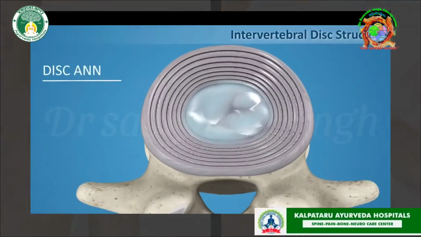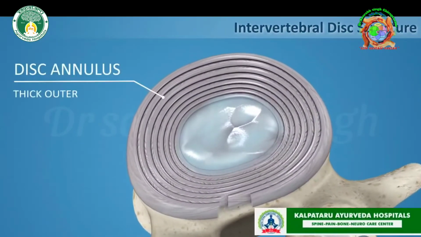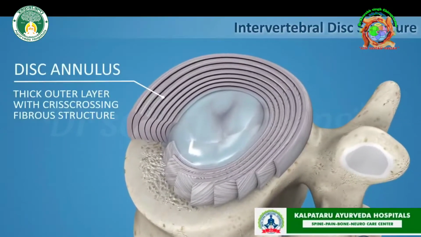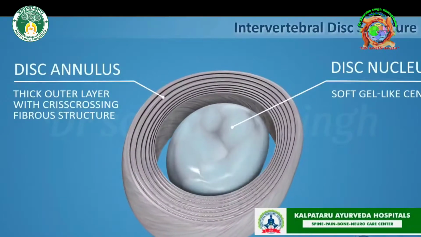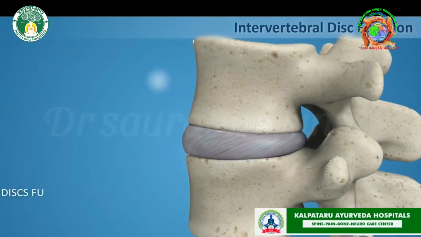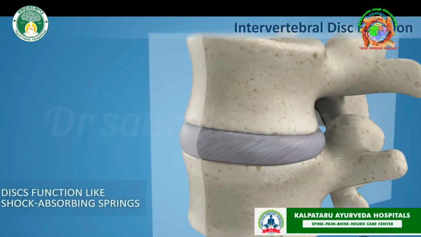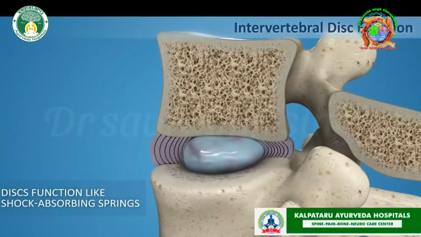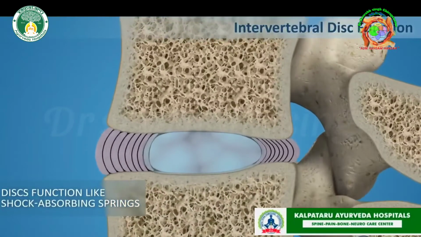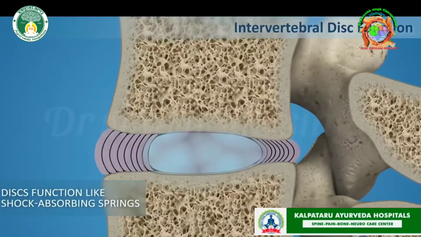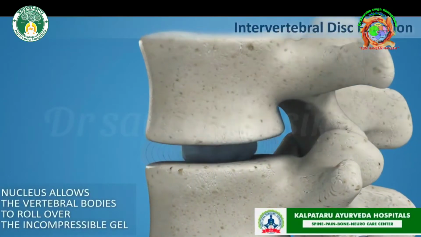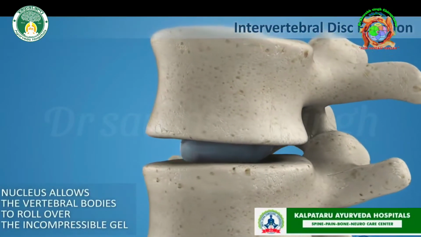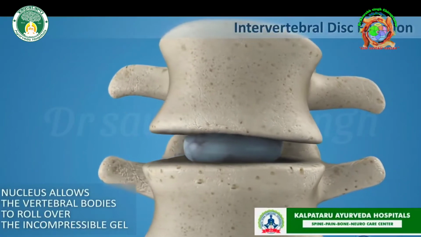Intervertebral discs consist of a thick outer layer with a crisscrossing fibrous structure, the annulus, that surrounds the soft, gel-like center, the nucleus. Discs function like shock-absorbing springs. The annulus pulls the vertebral bodies together against the elastic resistance of the gel-filled nucleus. When you bend, the nucleus acts like a ball bearing, allowing the vertebral bodies to roll over the incompressible gel.